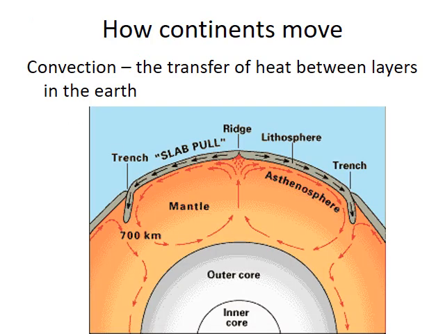Now, how do continents move? Basically, this idea of slab pull. We know that there's heat underneath, and we have that gooey layer underneath. So as things start sliding around, they're able to slide on top of that gooey layer, and that's how the plates are able to move.